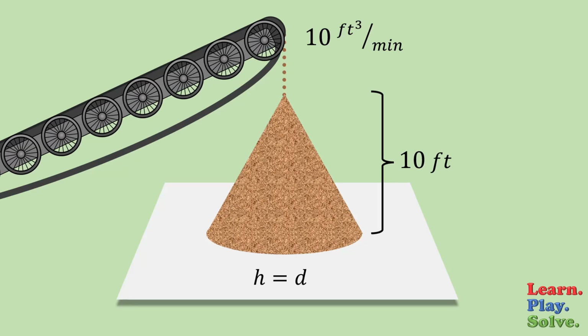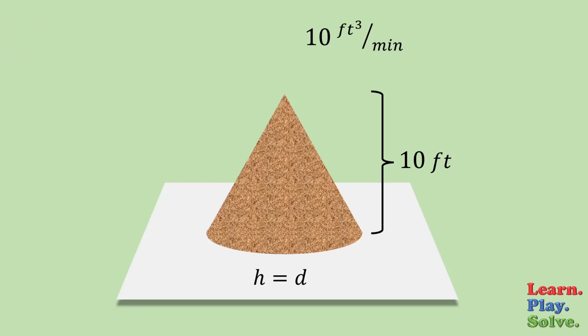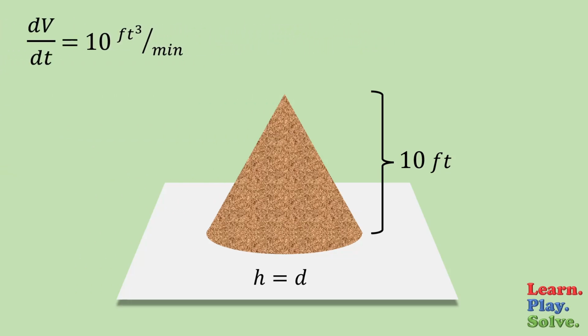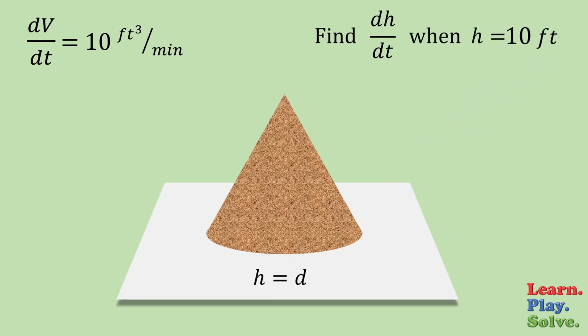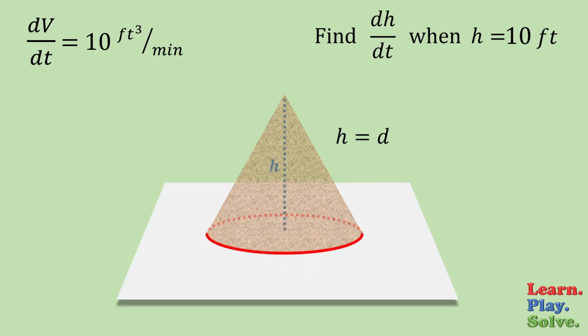The volume of this pile is increasing with respect to time, so let's call it dV/dt. And the problem is asking us to find the rate at which the height is changing with respect to time, or dh/dt, at the exact moment that it reaches 10 feet. Also, we know the height is always equal to the base diameter, which is also twice its radius, 2r. We can solve for r to get half the height, or h over 2.